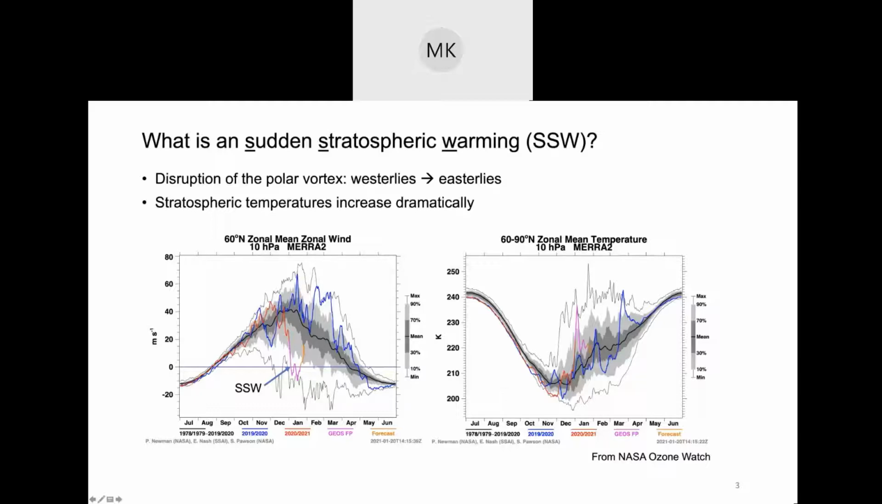Accompanying the deceleration and reversal of the zonal flow, the stratospheric temperature also increased by tens of kelvins in just a few days. Here we show the time evolution of the polar cap zonal mean temperature at 10 hPa on the right panel. Again, the red color is the temperature of this winter. In late December and early January, there's an abrupt increase of the temperature, leading to a much warmer stratosphere than the climatology, which is this black line.